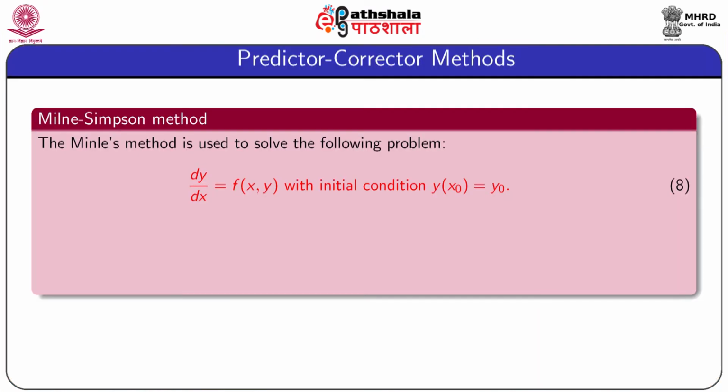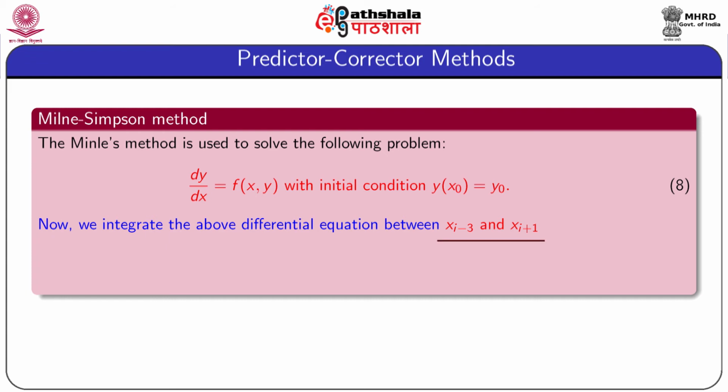The Milne or Milne-Simpson method is used to solve the following initial value problem. The differential equation is dy/dx equal to f of x, y, and the initial condition is y at x0 equal to y0. Now, we integrate the above differential equation between x_{i-3} and x_{i+1}, and after integration we get this expression: y_{i+1} equal to y_{i-3} plus the integral from x_{i-3} to x_{i+1} of f(x, y) dx.